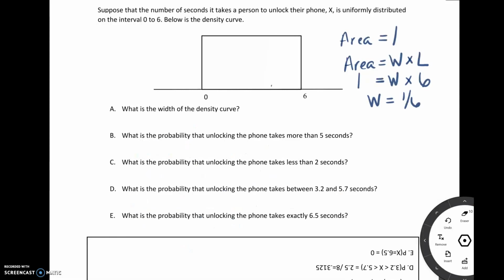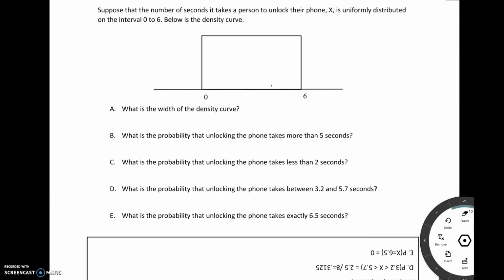We're going to look at the example on page 12 of the notes. So let me erase this here really quick. All right, so the example reads, suppose that the number of seconds it takes a person to unlock their phone X is uniformly distributed on the interval 0 to 6. Below is the density curve.